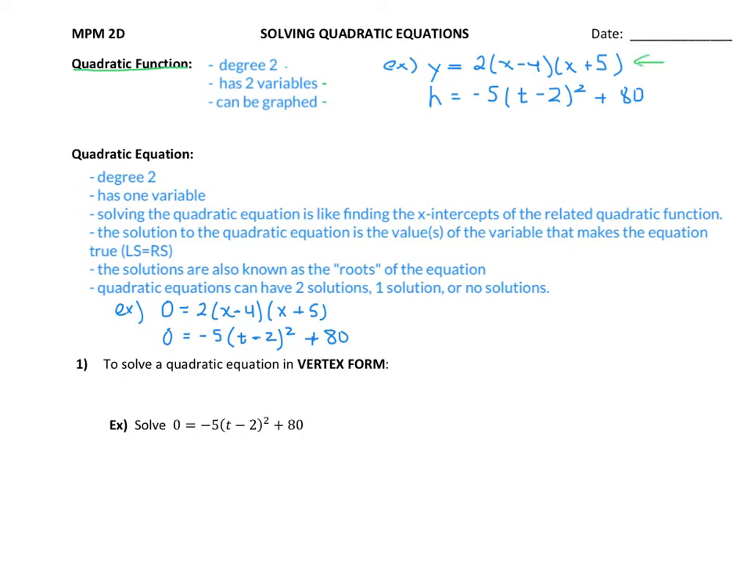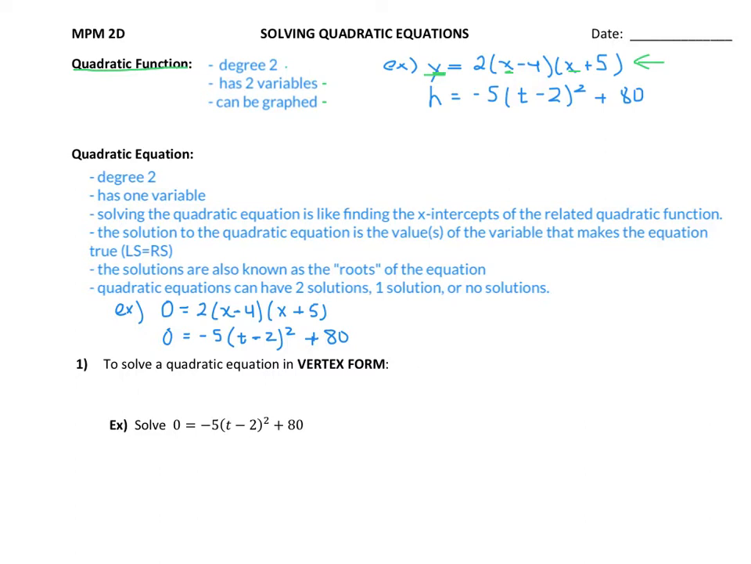The first quadratic is y equals 2(x minus 4)(x plus 5). That is quadratic because if I were to expand and simplify it to write it in its standard form, I would get an x squared, so it's degree 2. It has 2 variables. It has a y and it has x's, so 2 variables, which means I can plot it on the xy plane or the Cartesian plane.